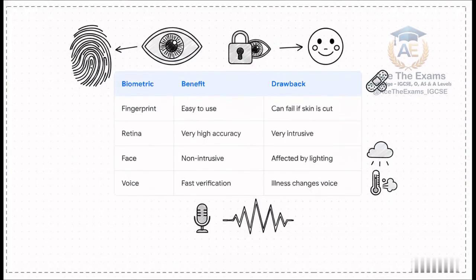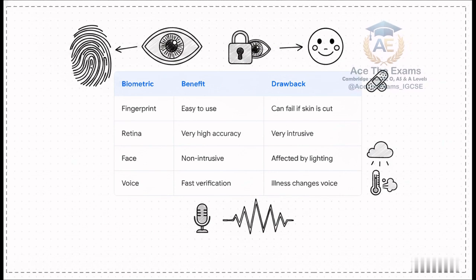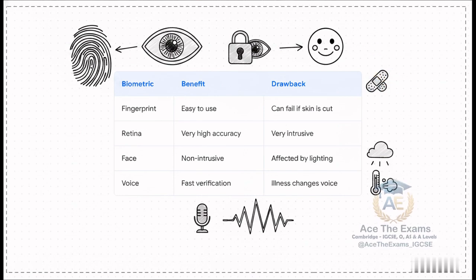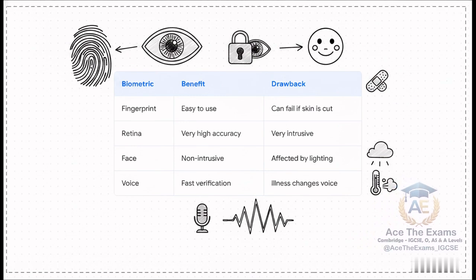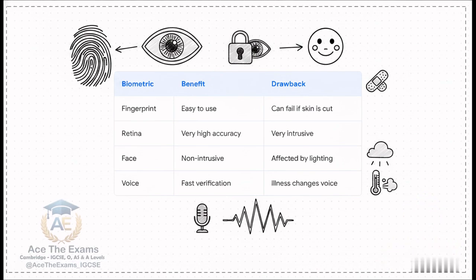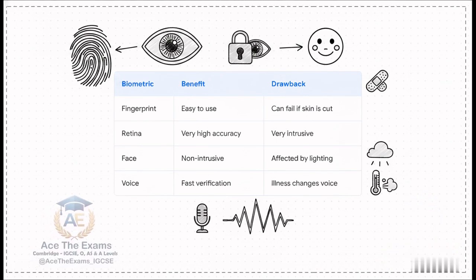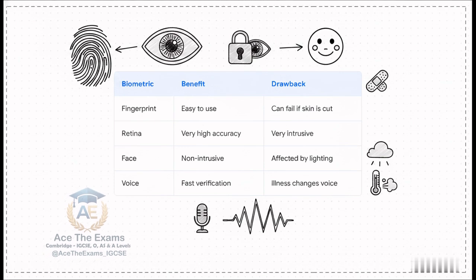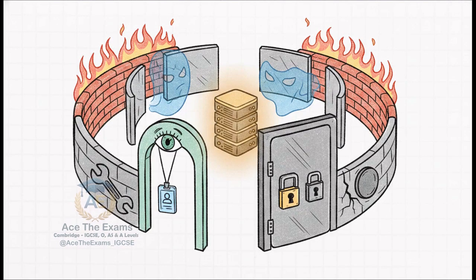Beyond encryption, we're also seeing a massive shift toward biometric authentication, basically using who you are to physically prove your identity. And there are pros and cons here. Fingerprint scans, for example, are super easy and require very little storage space, but they can easily fail if your skin is cut or damaged. Retina scans offer incredibly high accuracy with absolutely no known way to replicate them, but they are super expensive to set up, and honestly, they feel a bit intrusive. Face recognition is wonderfully convenient, sure, but changes in room lighting or just natural aging can really throw it off. And while voice recognition is incredibly fast and easy, well, catching a simple cold could completely lock you out of your own device.